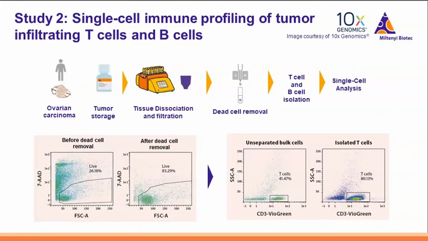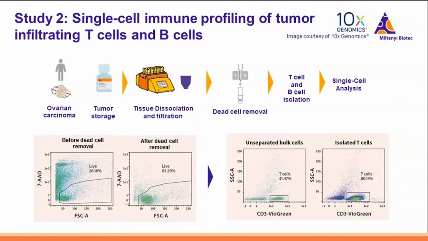And we wanted to compare the resolution of the analysis of the T cells and B cells from the bulk sample, but also from isolated cells. So therefore, after that cell removal, we performed T cell and B cell isolation prior to the single cell analysis. In the dot plots on the bottom of this slide, on the left side, you see how we were able to nicely enrich the cell viabilities of the cells after thawing, where less than 30% of cells were viable to over 80% of viable cells.